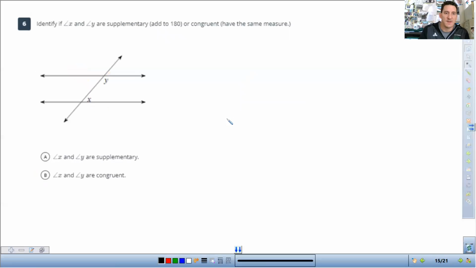All right, this one here. So make that checkerboard pattern. Y and X are opposite colors. That means they add to 180. So X and Y are supplementary. Same color, they're equal. Different color, they add to 180.